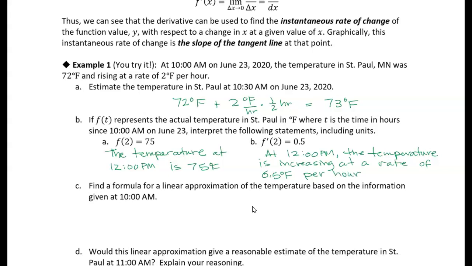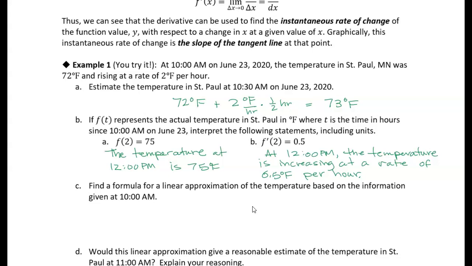Because the derivative of the function is the rate of change of the function with respect to the dependent variable, in this case time. Okay, so that means the units of f prime are going to be degrees Fahrenheit per hour.